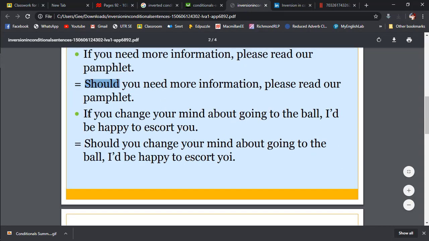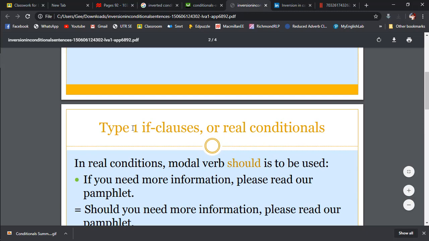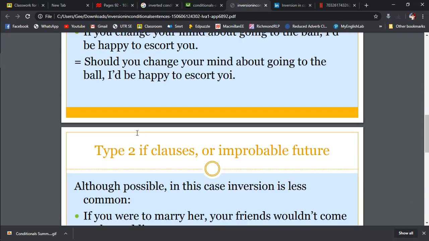Yes. So right here, look, if you change your mind, we don't use if, okay? Instead of if, we change to should you. Should you change your mind about going to the ball, I'd be happy to support you. Right here, we have a little mistake. Yeah, it's you. But look, if, should. So we change, okay? So this is the type 1 clause for real condition.